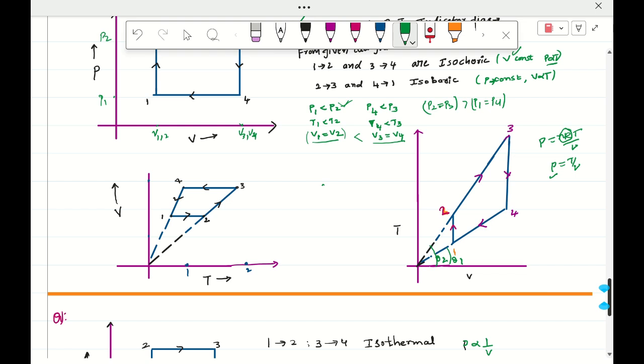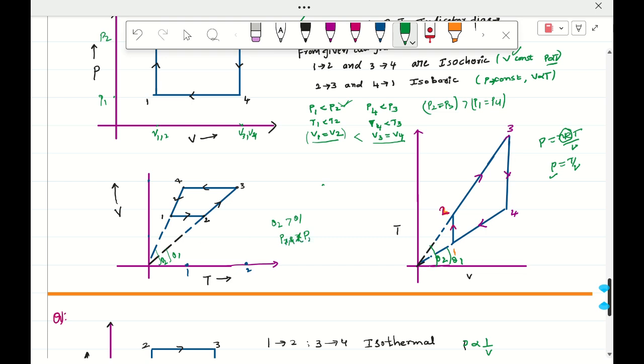Similarly, for the VT graph the reverse will come. That's enough. So here this is anticlockwise, this is clockwise. And the slope of V by T is inversely proportional to P. Slope more means less pressure. Here T2 is more than T1. Therefore, P2, 3 is more than P1, 4, that means the slope for 2, 3 is less than for 1, 4.